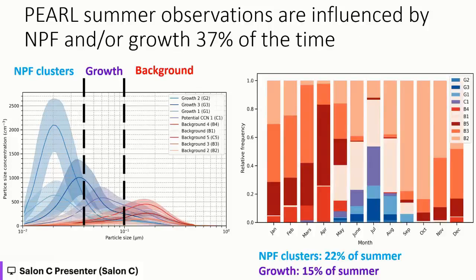And then we looked at the monthly frequencies of each of these clusters. In the summertime, between June, July and August, the new particle formation clusters account for approximately 22% of the time, whereas the purple cluster, the potentially CCN-active cluster, is approximately 15% of the time. So it does look like over the summers, at least at PEARL, approximately 40% of the time is being influenced by these new particle formation events, new particle formation and growth, likely originating from these organic vapors coming from the ocean.